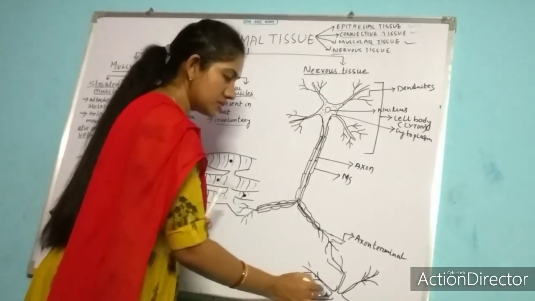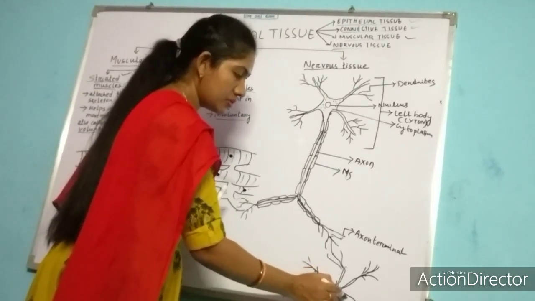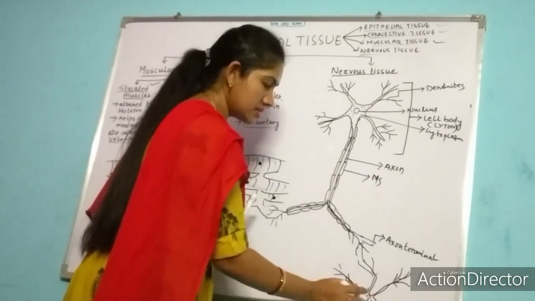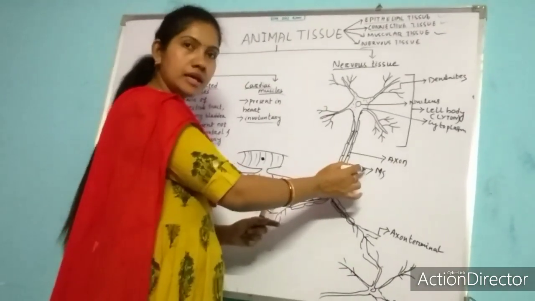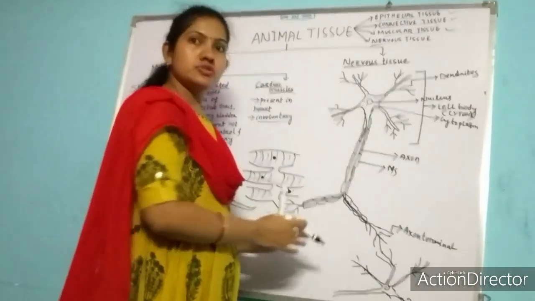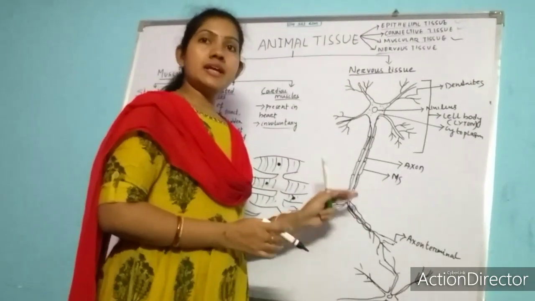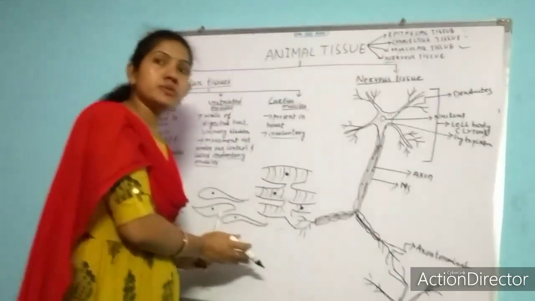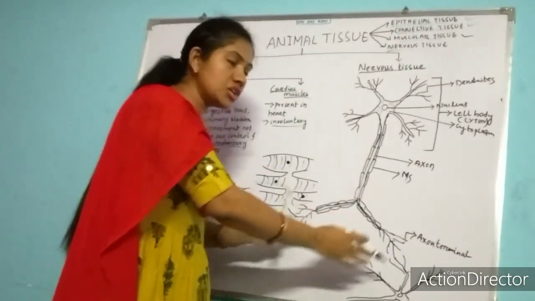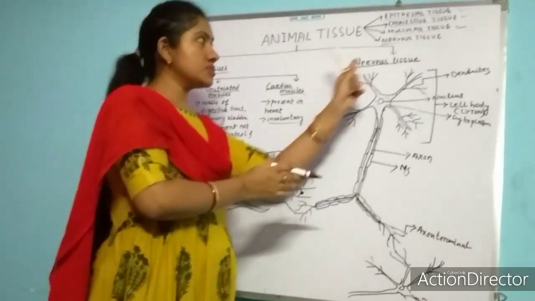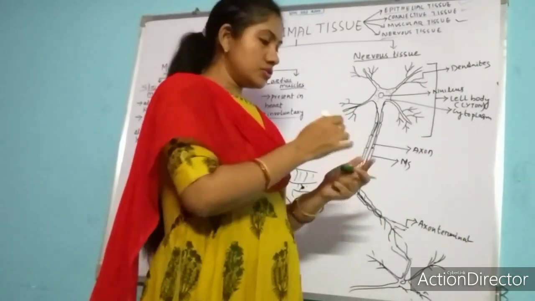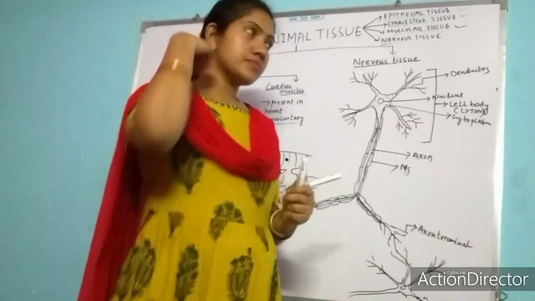Again it will have an extension, and it will have a central body. Again it will have an extension, and this extension we call what? Axon, the same as above. So one neuron gets connected to another neuron, and this neuron gets connected to another neuron. So this combination of neurons forms the nervous tissue. This is one neuron. Now let's talk about the functions.